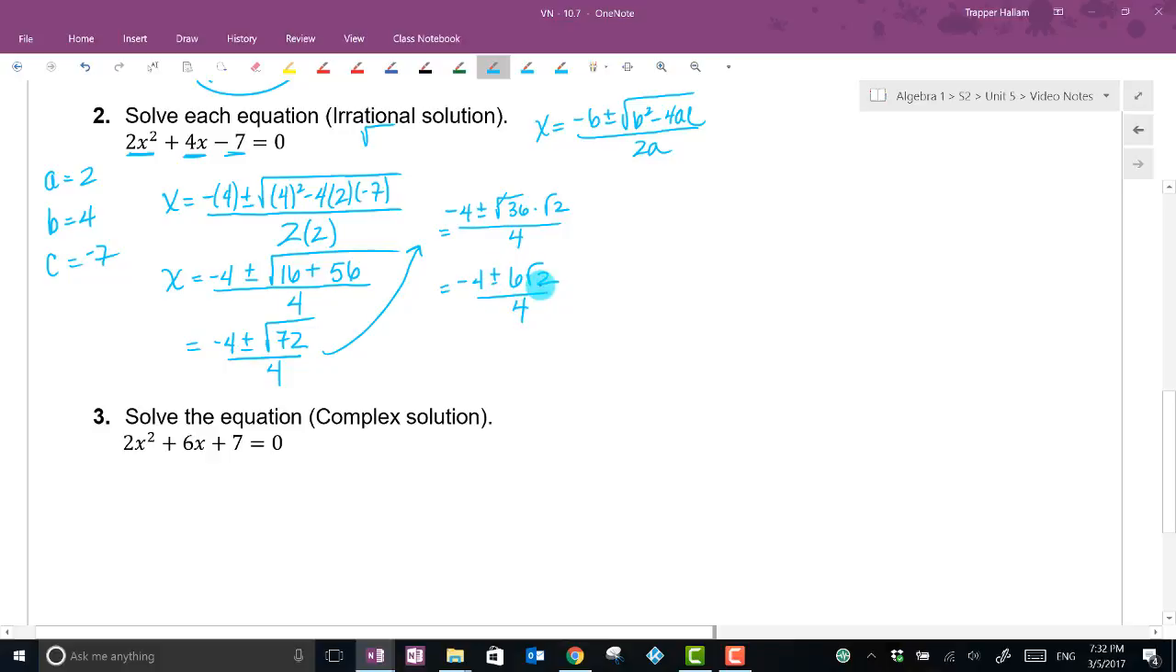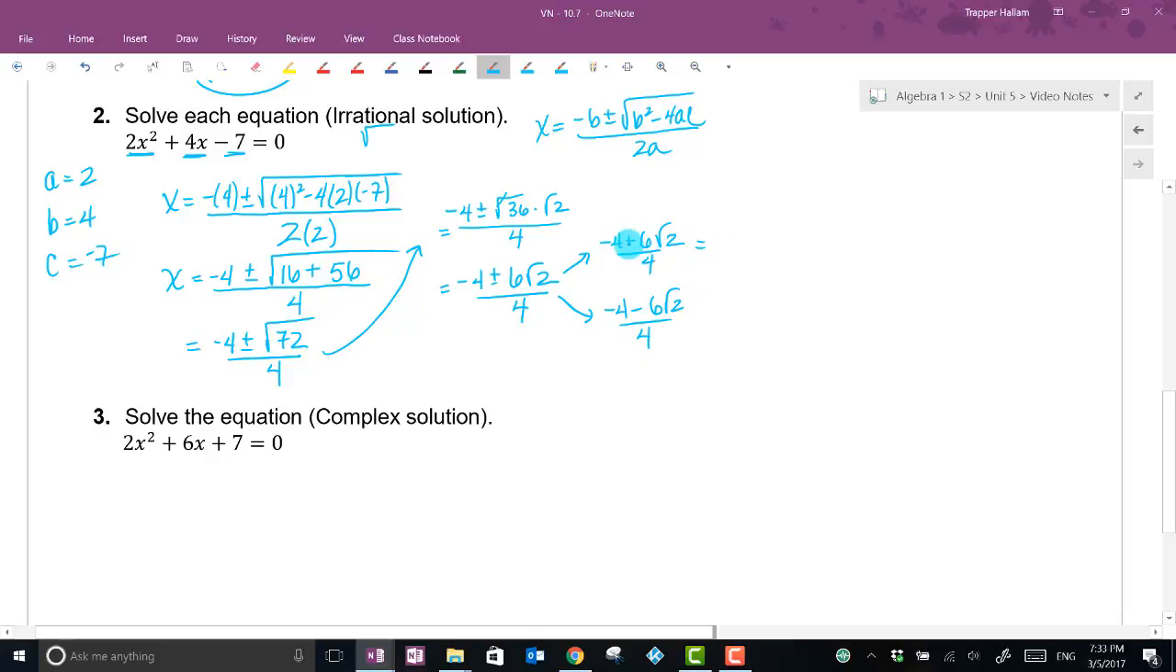Now we're really close at this point. We've got a radical reduced, but you can see that there's a value of 2 divisible between these 2 answers that we've got here. So let's break this up and simplify this down. So we're going to split it up into negative 4 plus 6 times the square root of 2. Oops, not plus or minus, just plus. Plus 6 square roots of 2 over 4. And we're going to break it up into negative 4 minus 6 square roots of 2 over 4.